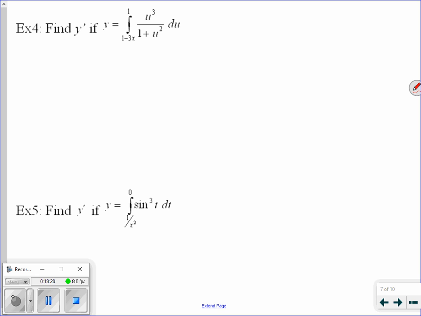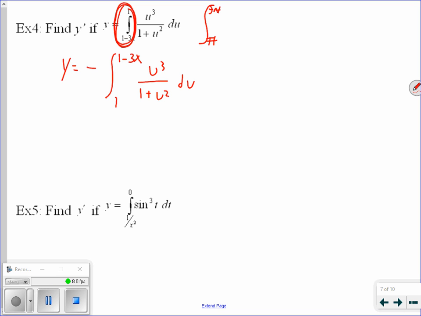All right, so how do we do this? Now, in order to do FTC part 1, in order to take the derivative of an integral, it's got to be in the form a number to a function. So usually we see 0 to x, but it's not always that case. We've got to be going in the correct direction. In this case, we're not. The function has to be on top. So before I take it, I'm going to rewrite y as the negative integral from 1 to 1 minus 3x of u cubed over 1 plus u squared.